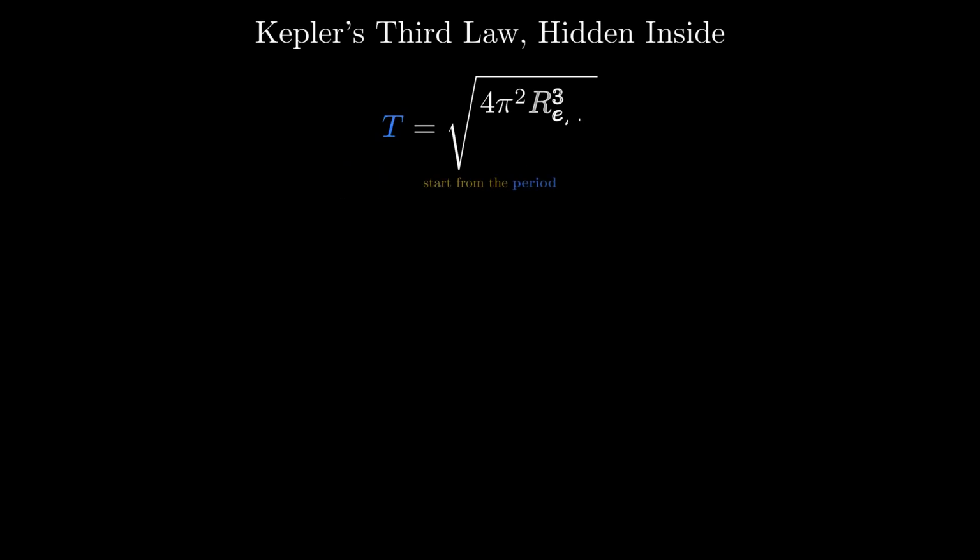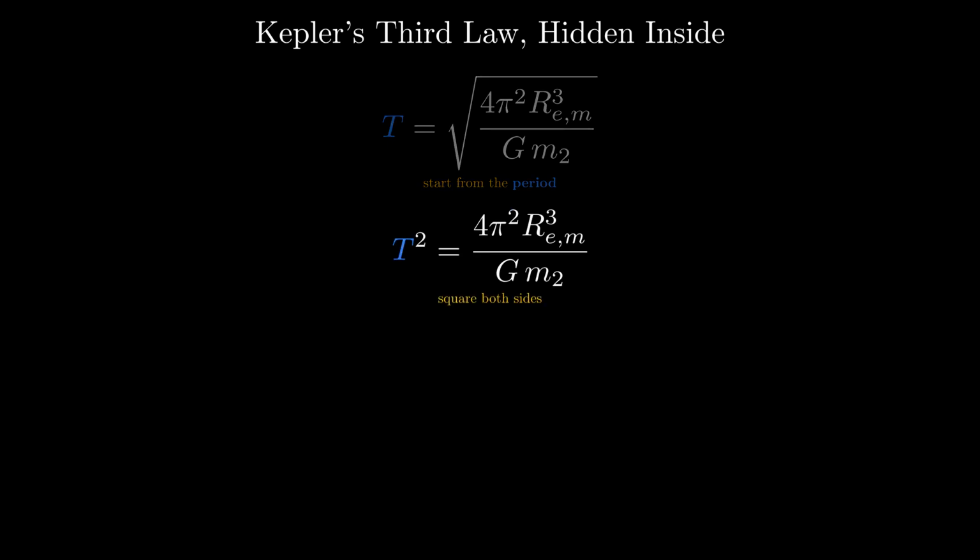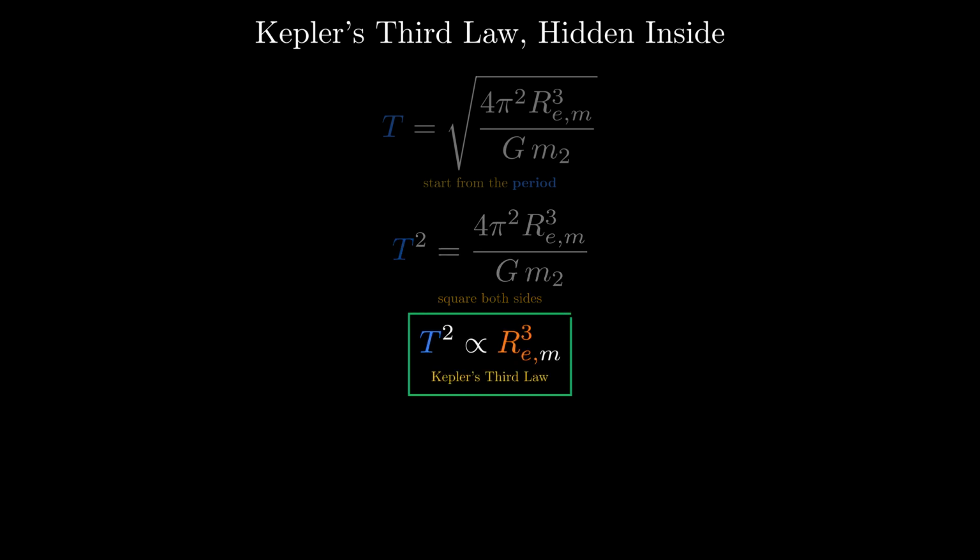Now look again at our formula for the period and square both sides. The square root disappears, leaving the period squared equal to 4π²r³, divided by G times the Earth's mass. Two things stand out. First, the Moon's mass is nowhere in this result. It canceled earlier, so the period depends only on the size of the orbit and the mass of the Earth. Second, the square of the period is proportional to the cube of the distance. That is exactly Kepler's third law, which astronomers had drawn from observation decades before Newton, and here it falls straight out of the universal law of gravitation.